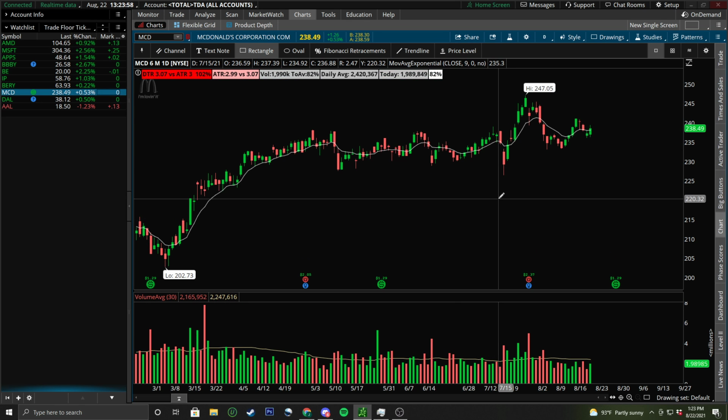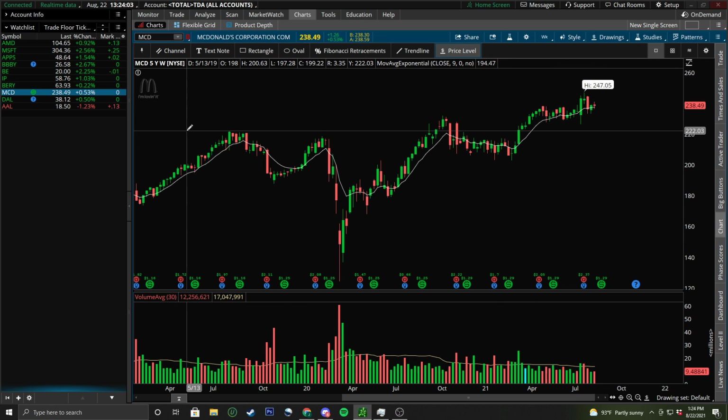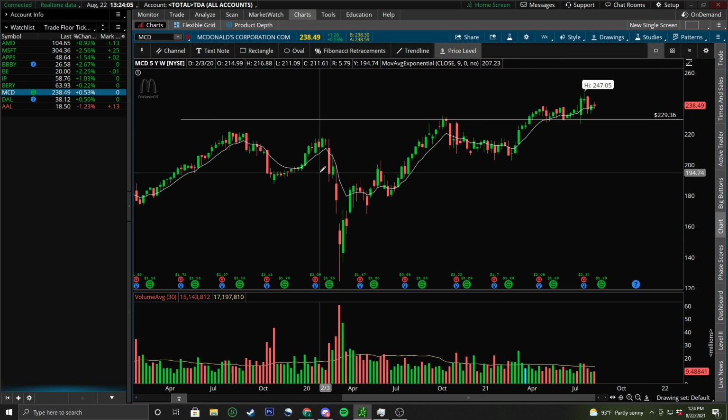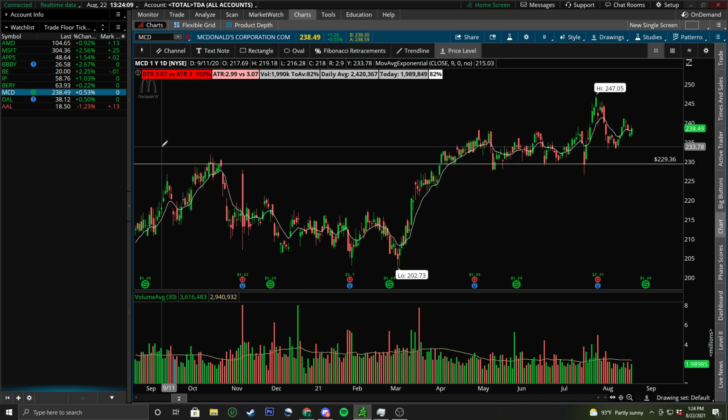The last three, we got MCD and then the airlines. So we got our main resistance turned support. Kind of focused on that now on the daily.